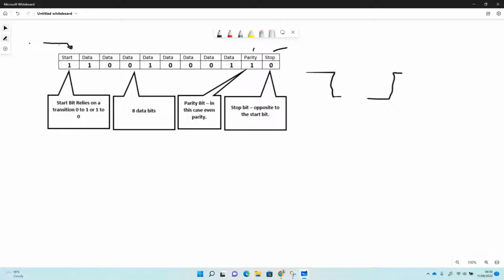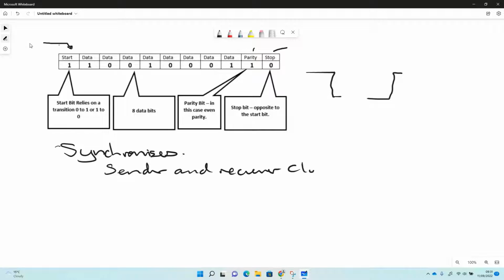Now, it's important that you know what these things do. So it's not enough at A level to say that the start bit signifies the start of the message. That's not going to get you any points. So the start bit synchronizes the sender and receiver clock. So it starts to synchronize the clock.